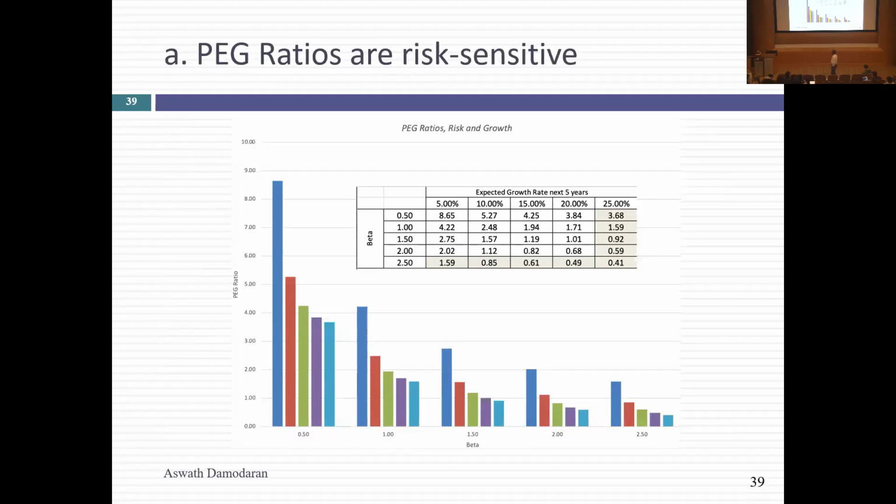Let's see what happens when I increase the risk in this company. If I hold all else constant and increase the risk, across the board, the PEG ratios come down. Higher risk companies will have lower PEG ratios. No matter what beta you pick, what growth rate you pick, the higher the risk, the lower the PEG ratio.